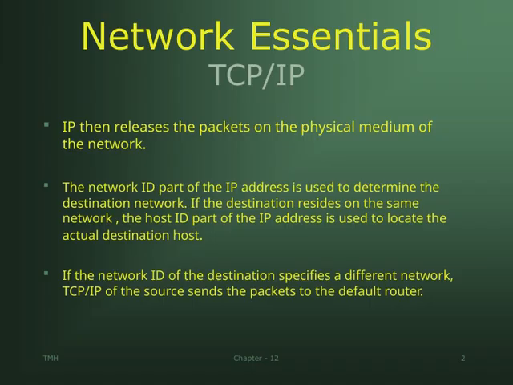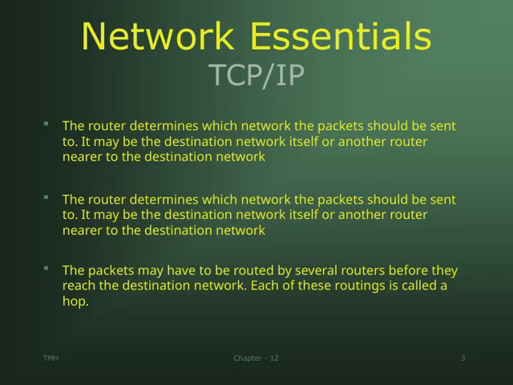But what happens if the destination is on a different network? In that case, TCP/IP sends the packets to the default router, which acts as a gateway to other networks. This process ensures that data finds its way efficiently, whether it's within the same local network or across different networks. This is a fundamental concept that ties into understanding how networks communicate seamlessly.